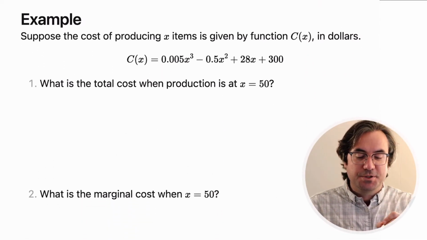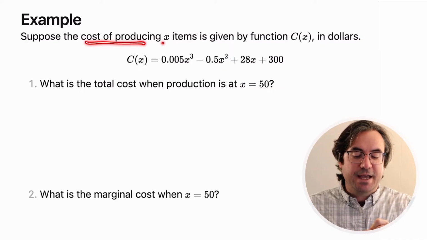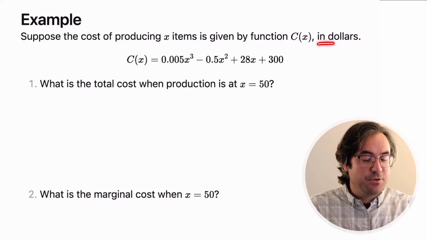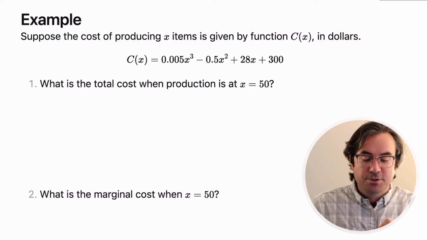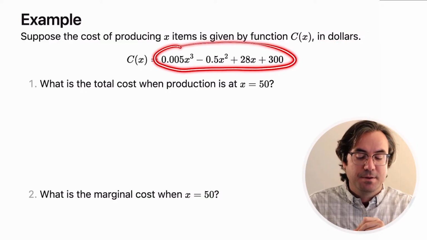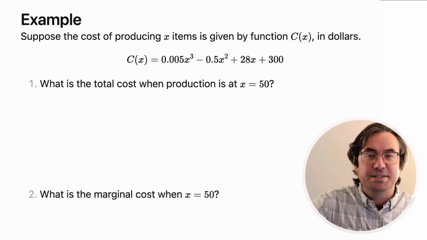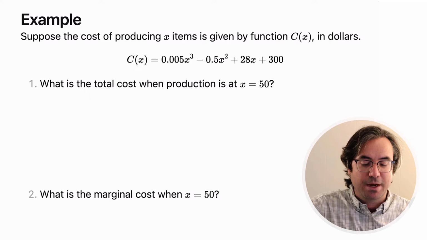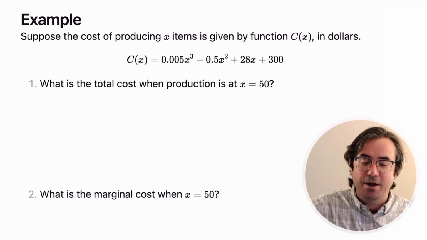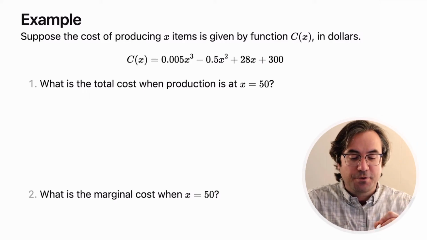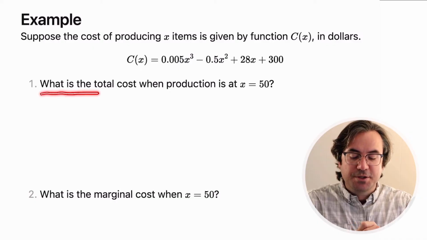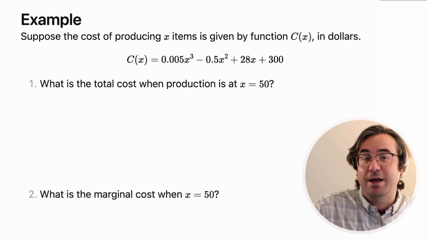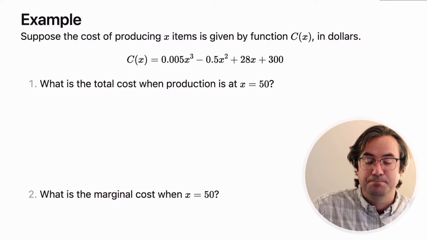So let's suppose that the cost of producing x items is given by this function C of x, and the units for C of x are dollars. So we have this cost function: C of x is equal to 0.005x cubed minus 0.5x squared plus 28x plus 300. For the first part, we want to know what is the total cost when production is at the level x equals 50.